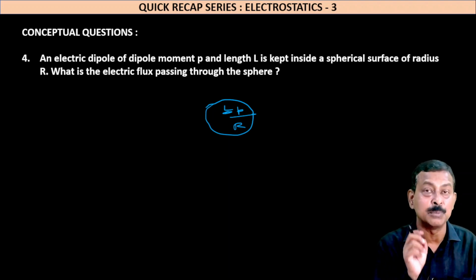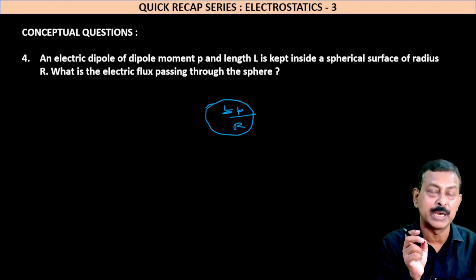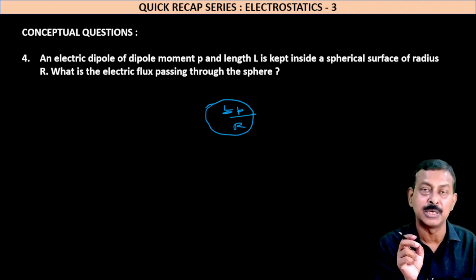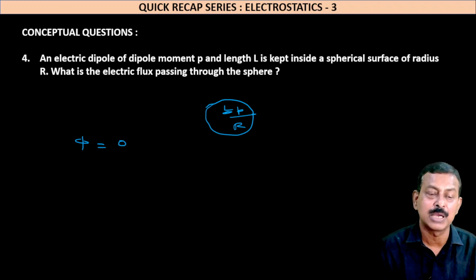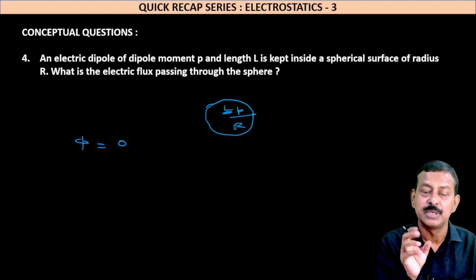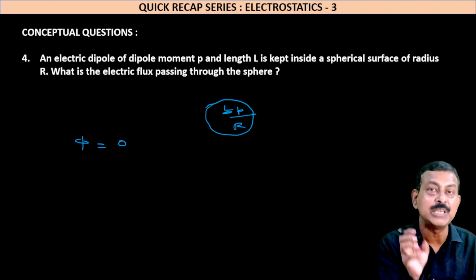As it is an electric dipole, it is a system of two equal and opposite charges separated by a small distance. So for this particular sphere, as the dipole is lying inside, the net charge will be 0. So in this case, the flux will be 0, as the net charge enclosed inside this sphere is 0 because you have taken an electric dipole lying completely inside.